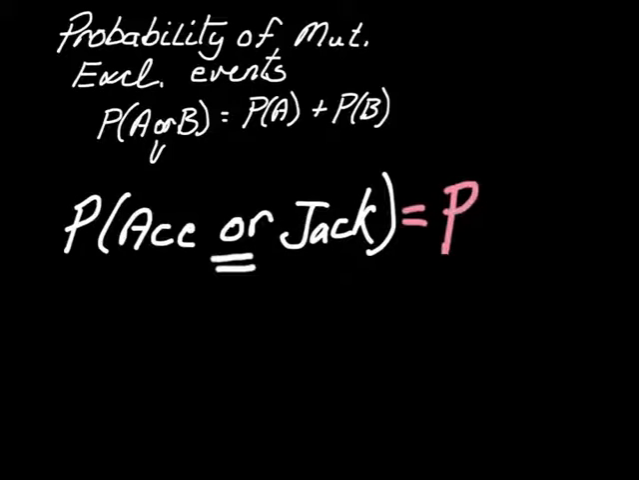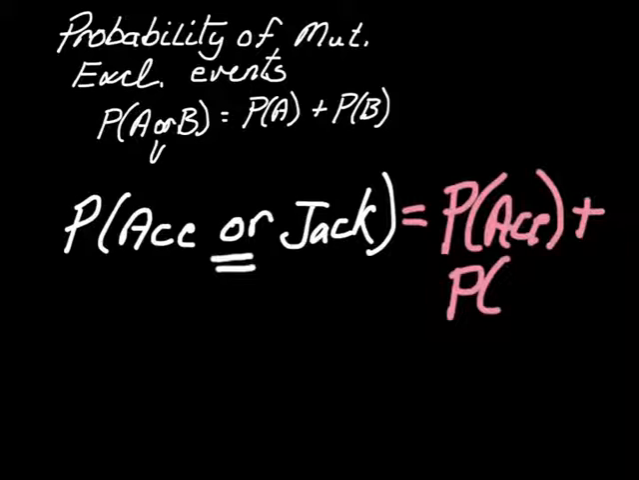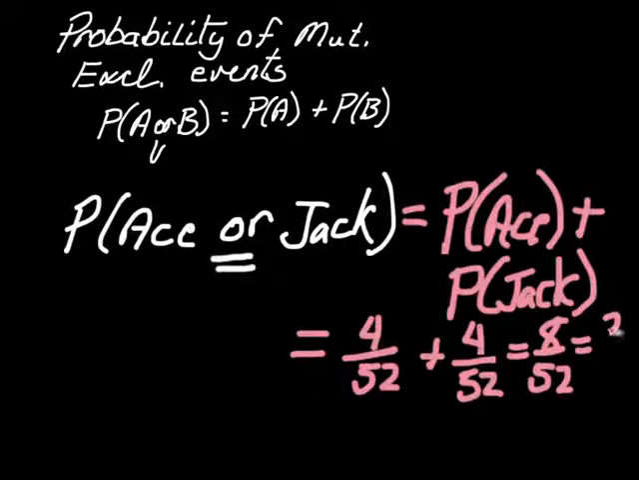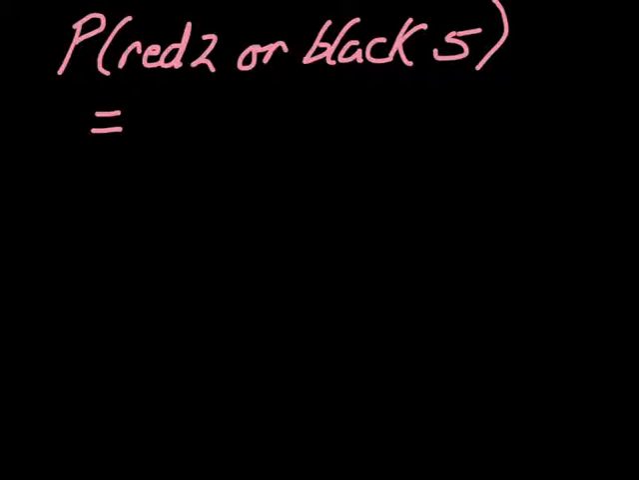Therefore, this is equal to the probability of getting an ace plus the probability of getting a jack, which is going to equal 4 out of 52 cards plus 4 out of 52 cards, which is 8 out of 52, which is, I believe, 2/13 when you reduce it. And then you could use a calculator to make this a decimal if you wish. Any questions? Think you got it? So let's try a couple more. So why don't you give this problem a try?